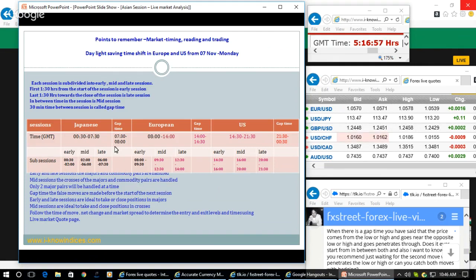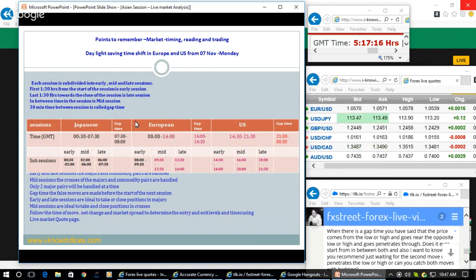Or they can go up to the mid of the gap time. From 7:30 to 7:45, they could make a drop, and 7:45 to 8, they could gain the level, and from 8 to 8:15, they could make the slide and then start gaining the levels.